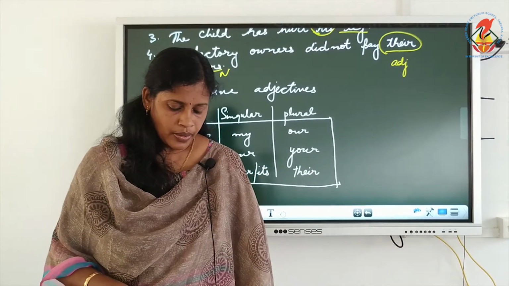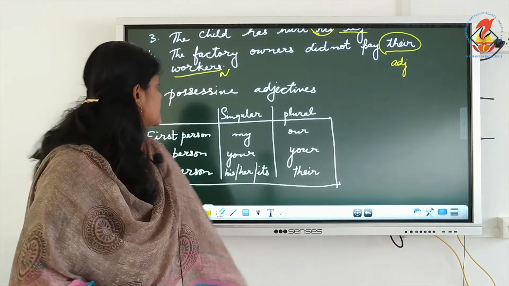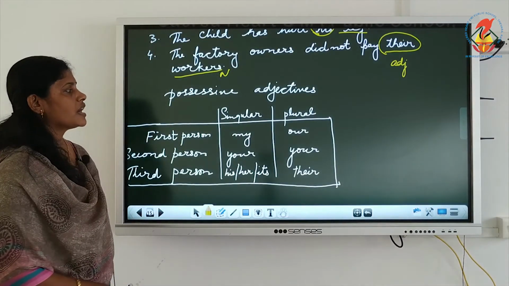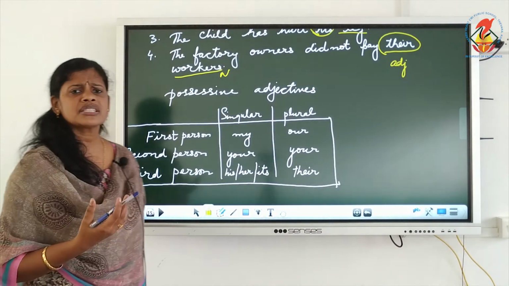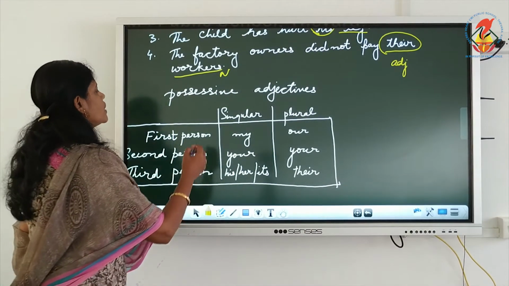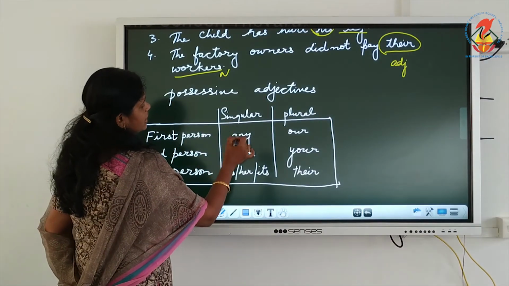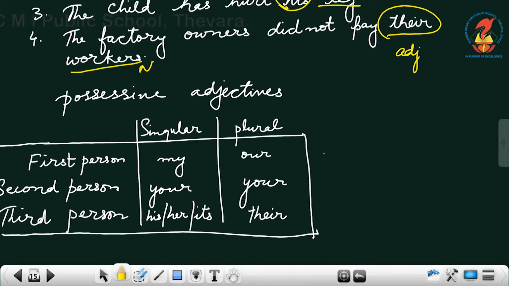Okay. Now, the next point is that possessive adjectives are of two types, singular and plural. You might have studied about this in pronouns also. Now, when you use the first person, the singular word is my. You can say, this is my book.